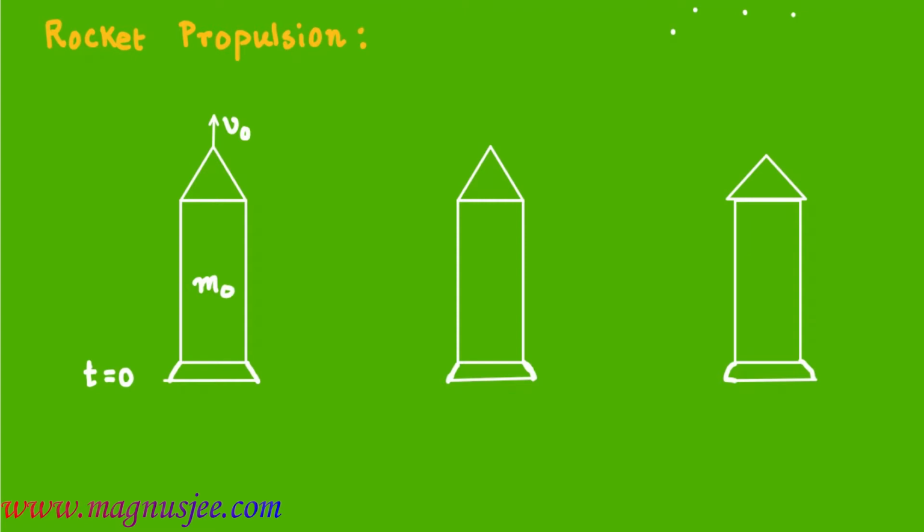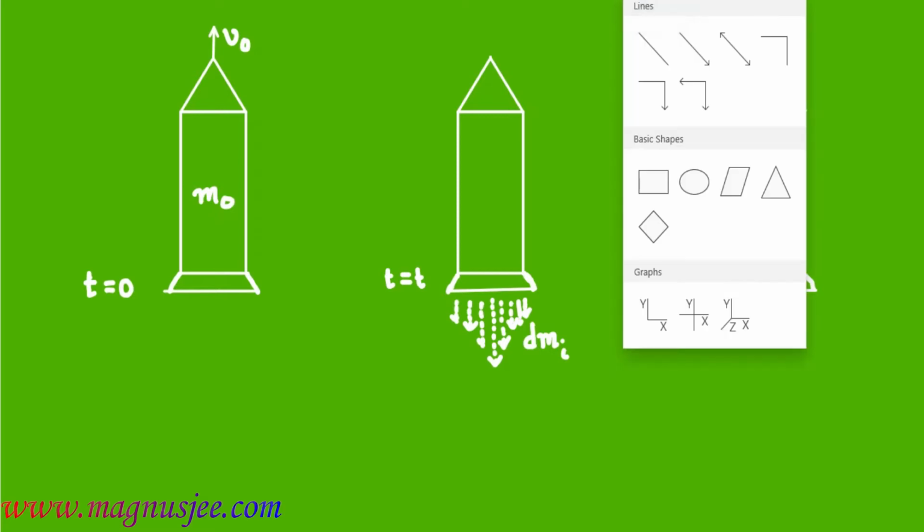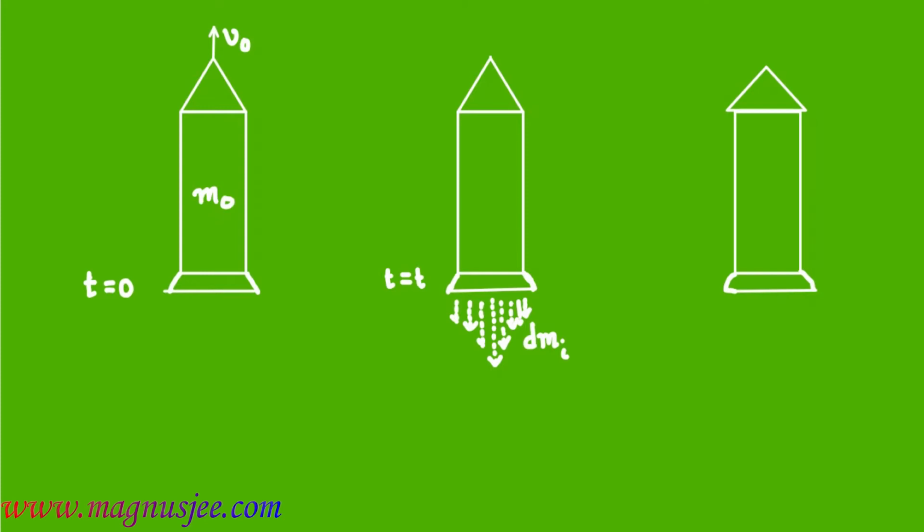At instant t equal to 0, the rocket is moving with initial velocity v0, and at instant t, a small amount of exhaust gases are ejected from the rocket. dmi is the mass of this small amount of exhaust gases, which are ejected in a vertically downward direction from the rocket with the initial velocity vgi.